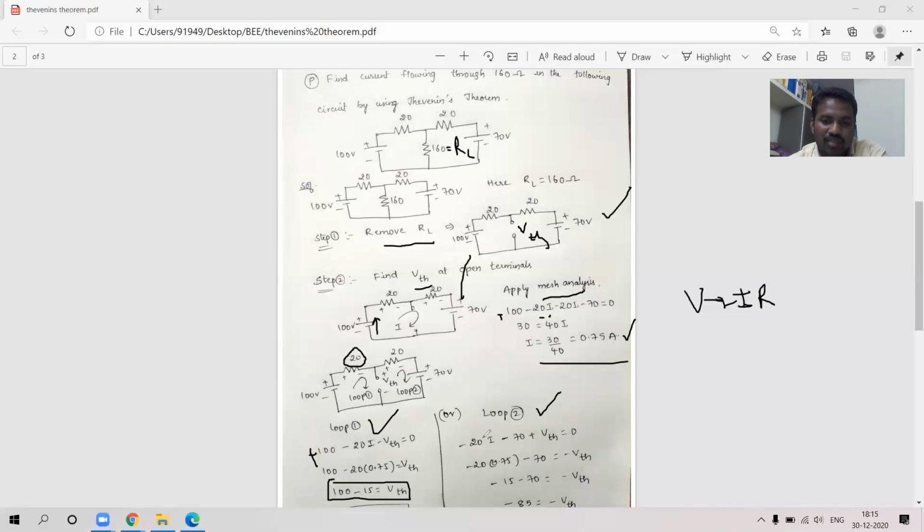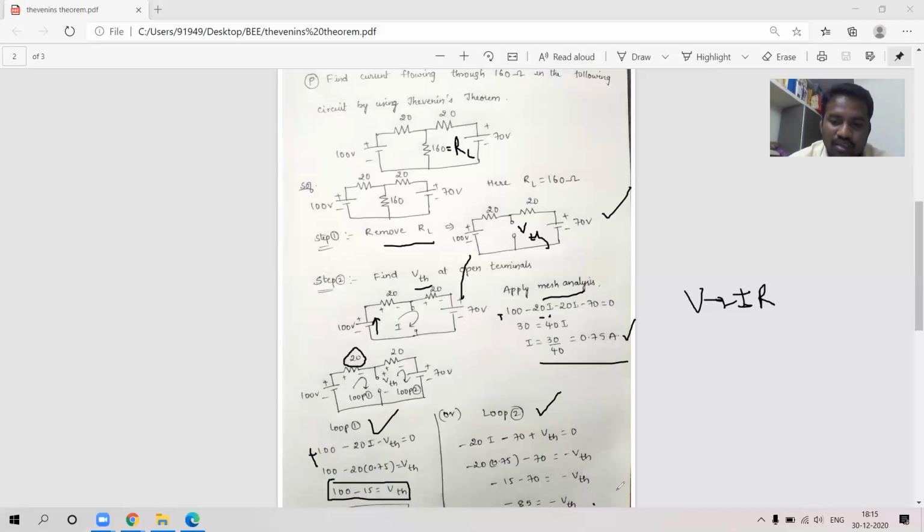So plus minus is there means minus 20i, plus minus is there means minus 70, and here minus plus is there, no, already I have assumed, minus plus is there means current is entering from negative to positive means it is plus VTH. Okay, plus VTH is equal to 0. Minus 20i minus 70 plus VTH. So this value is minus 15 and minus 70, which is minus 85, is equal to minus VTH. Minus minus gets cancelled, it is 85 volts.